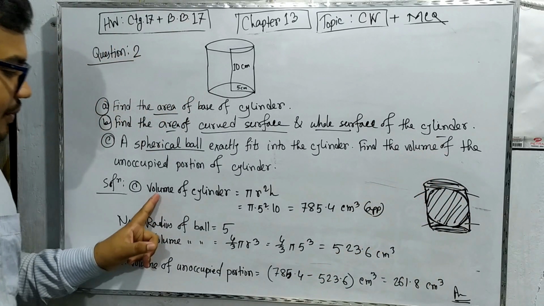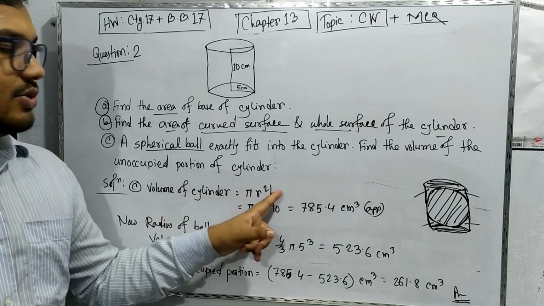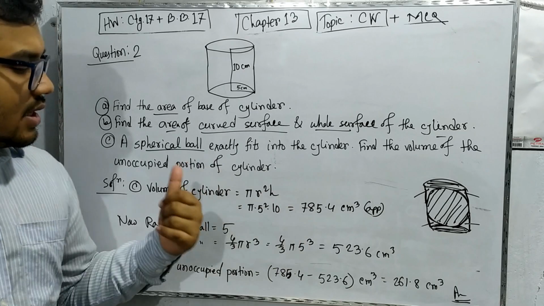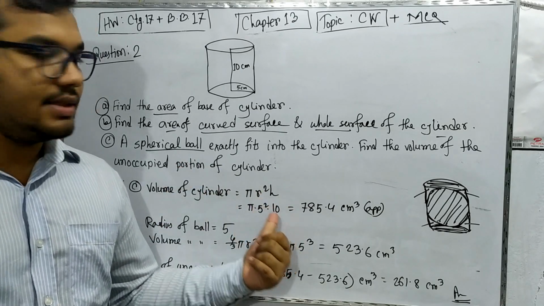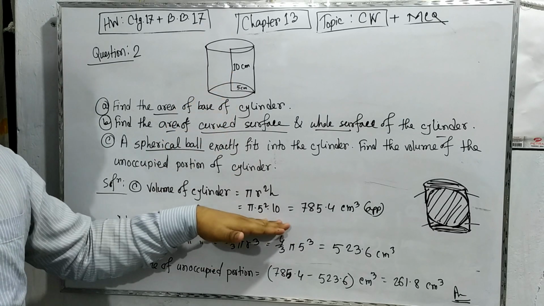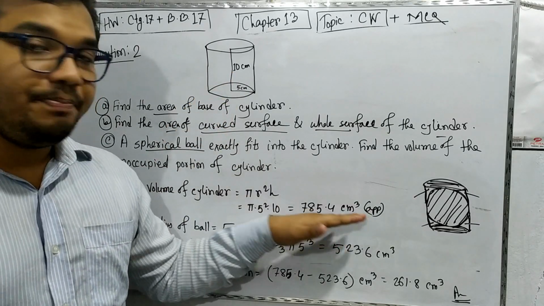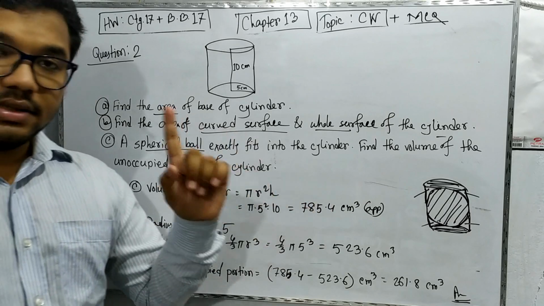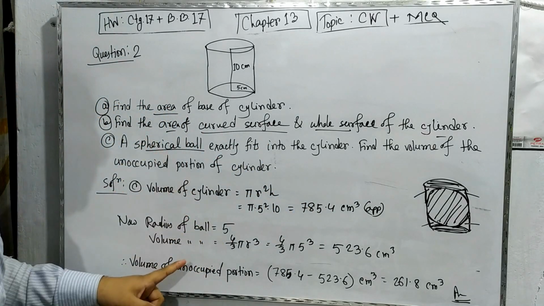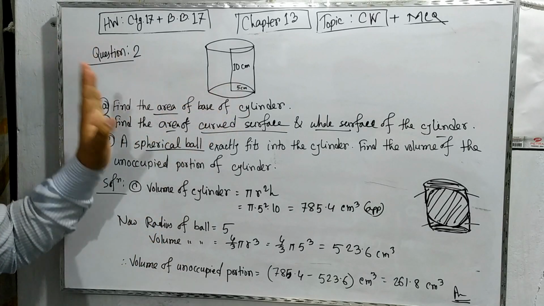So here the volume of the cylinder is pi r square s. We know the formula. Just put in the values of r and s. Here the value of r is 5 and s is 10. Just put these in, then you will get the volume of the cylinder. This is the first fact. Second fact is the radius of the ball is given, that is 5.